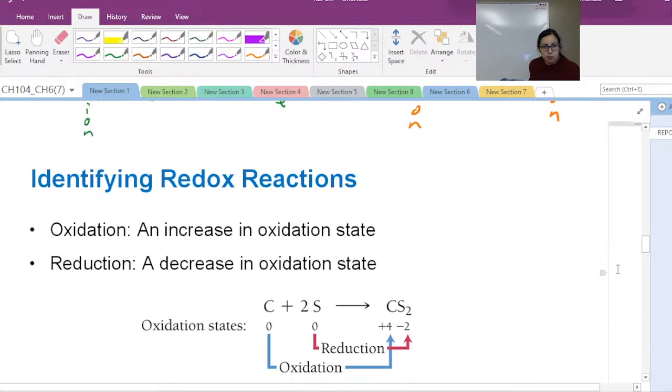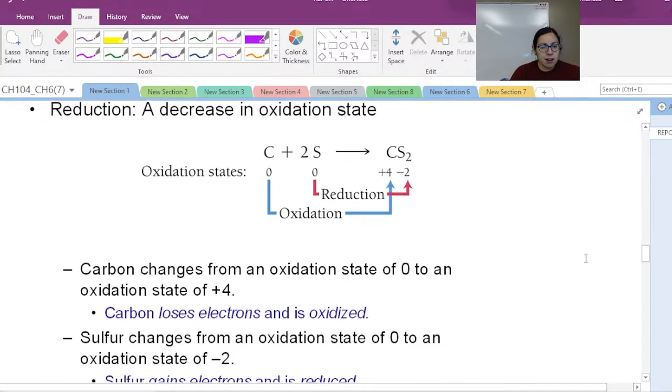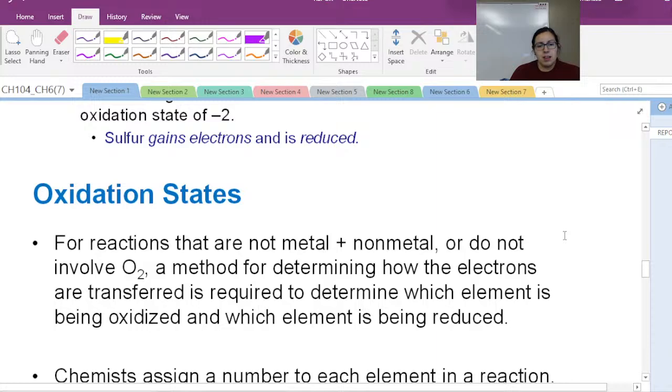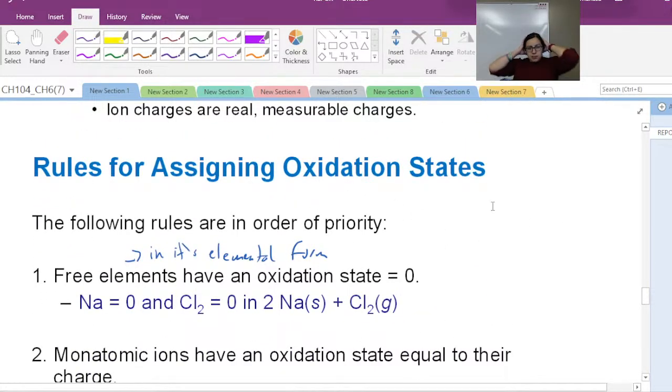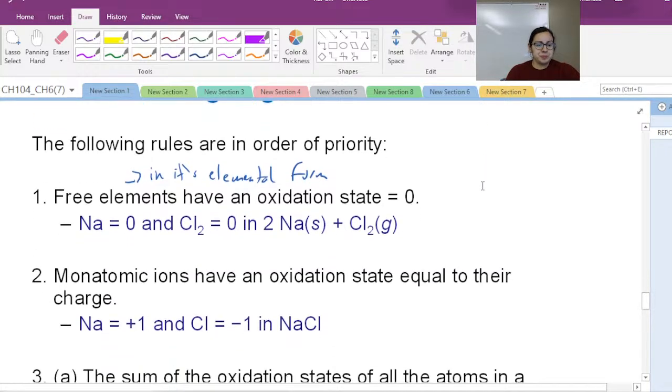All right, so now the rest of this page is just identifying our oxidation states. Let's go through these rules for assigning oxidation states, and then we'll go back to that combustion one. We started off with the first rule: free elements have an oxidation state of 0. That just means in their elemental form, how they're found in nature by themselves.